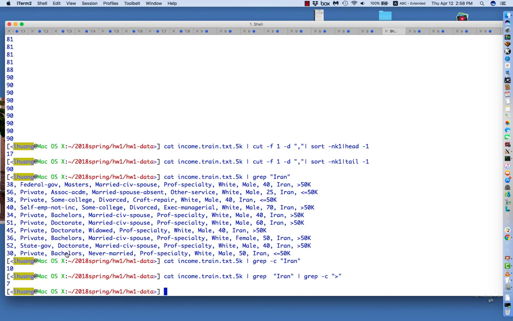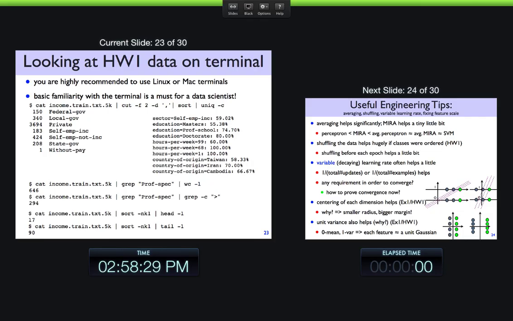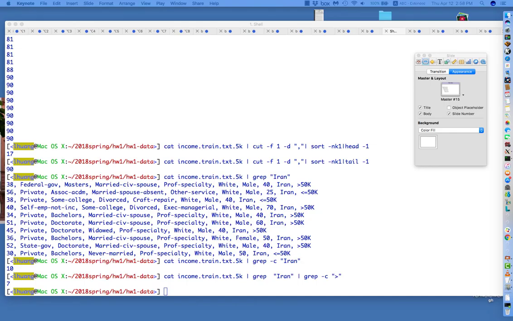Compared to an average American, Iranian Americans are much higher educated and they work in highly paid jobs, right? So that's why in this data set at least, Iranian Americans are much higher paid, right? So that's what you need to do for this homework, right?